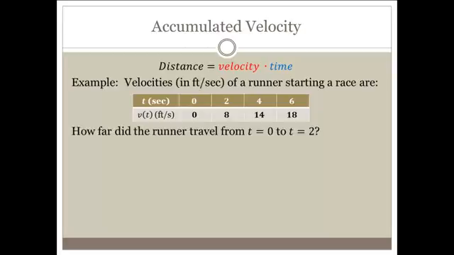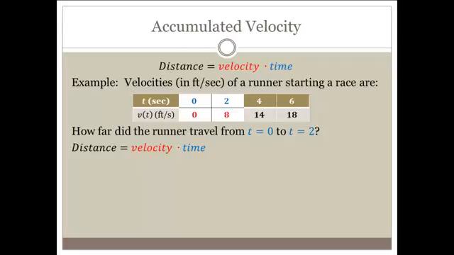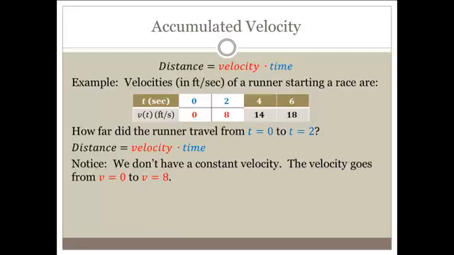Let's start by finding how far the runner traveled from t equals 0 to t equals 2. That is, how far did they travel in the first 2 seconds? We will use that the distance traveled is velocity times time. But over the first 2 seconds, we don't have a constant velocity. The velocity goes from 0 feet per second to 8 feet per second. So what should we use as our velocity?